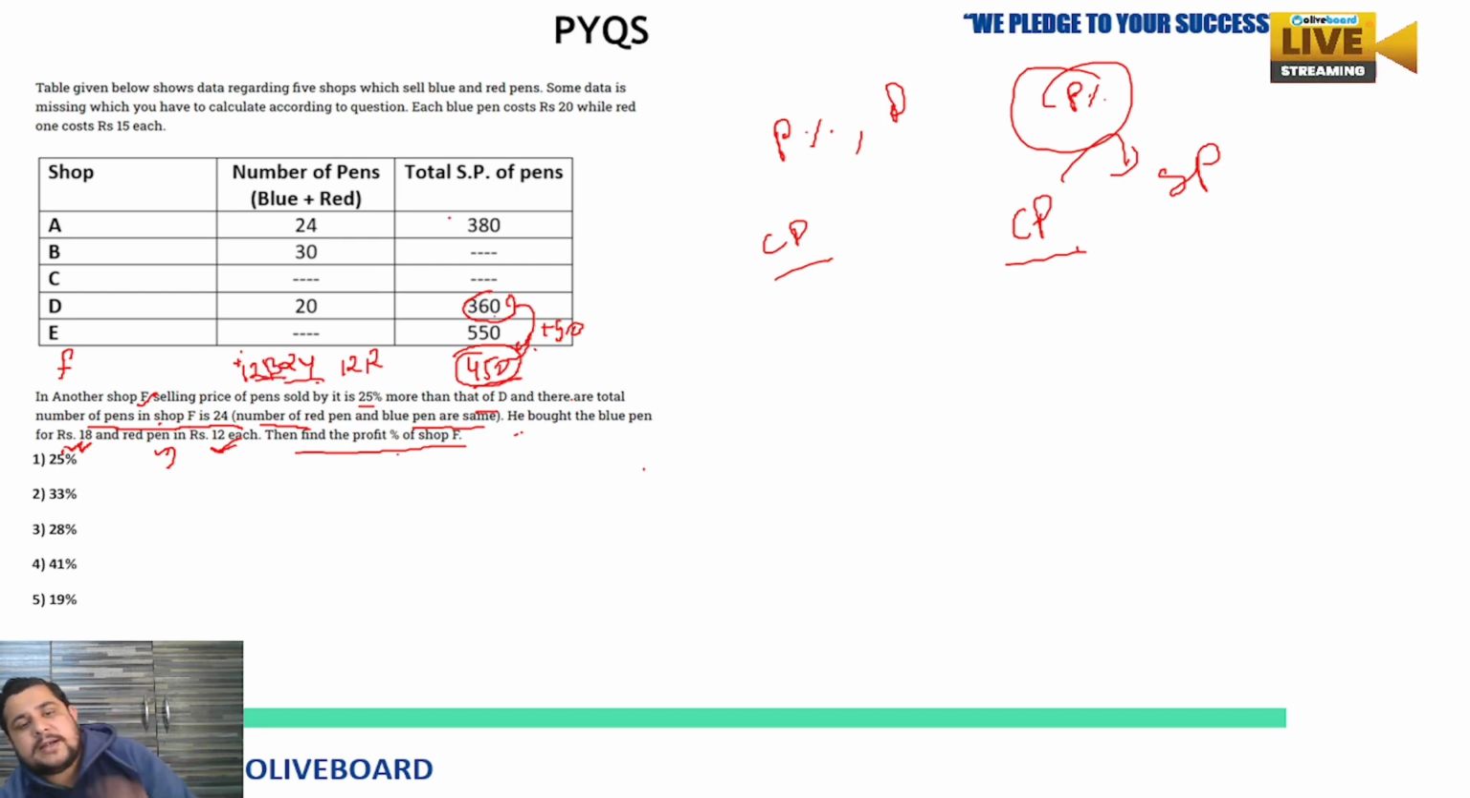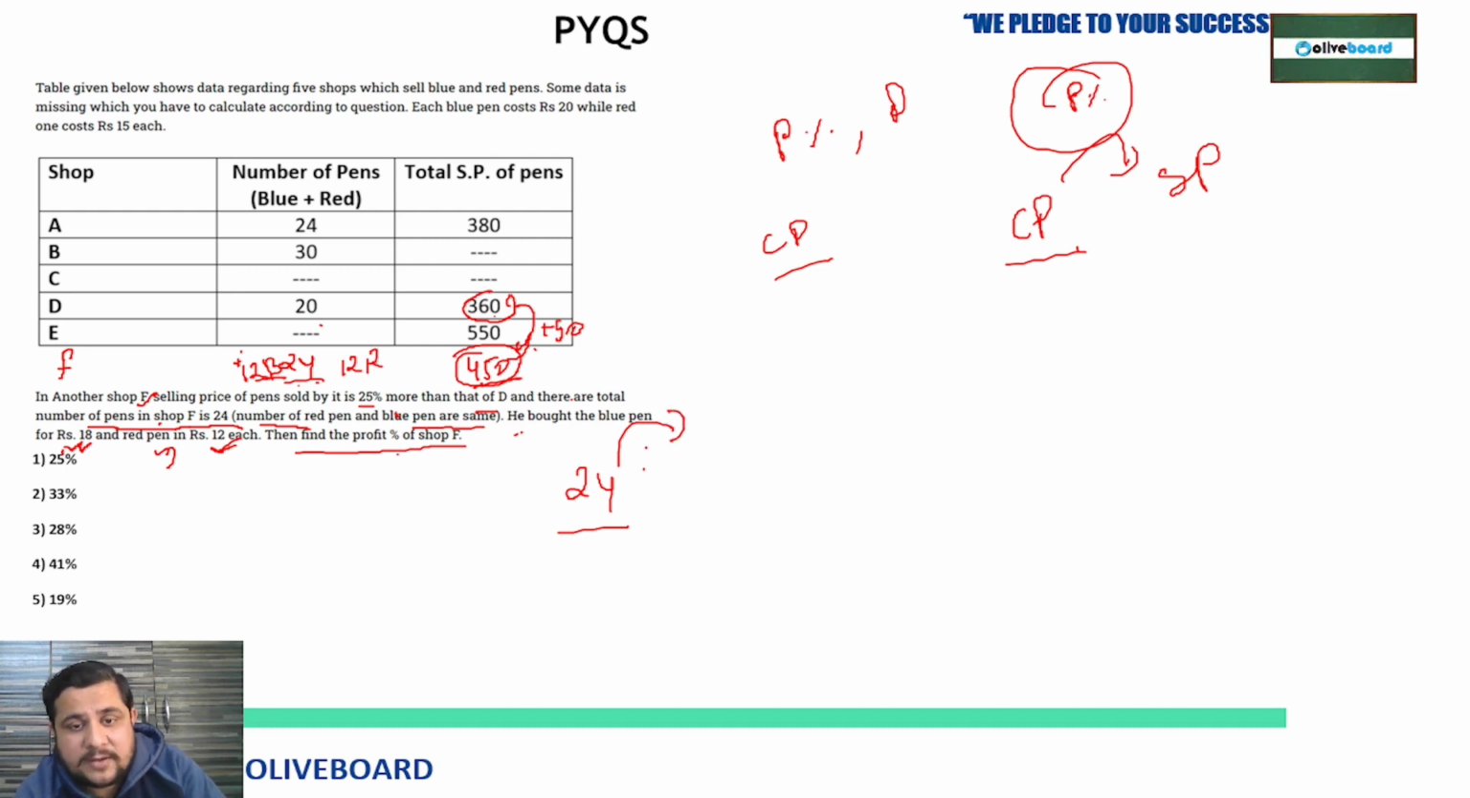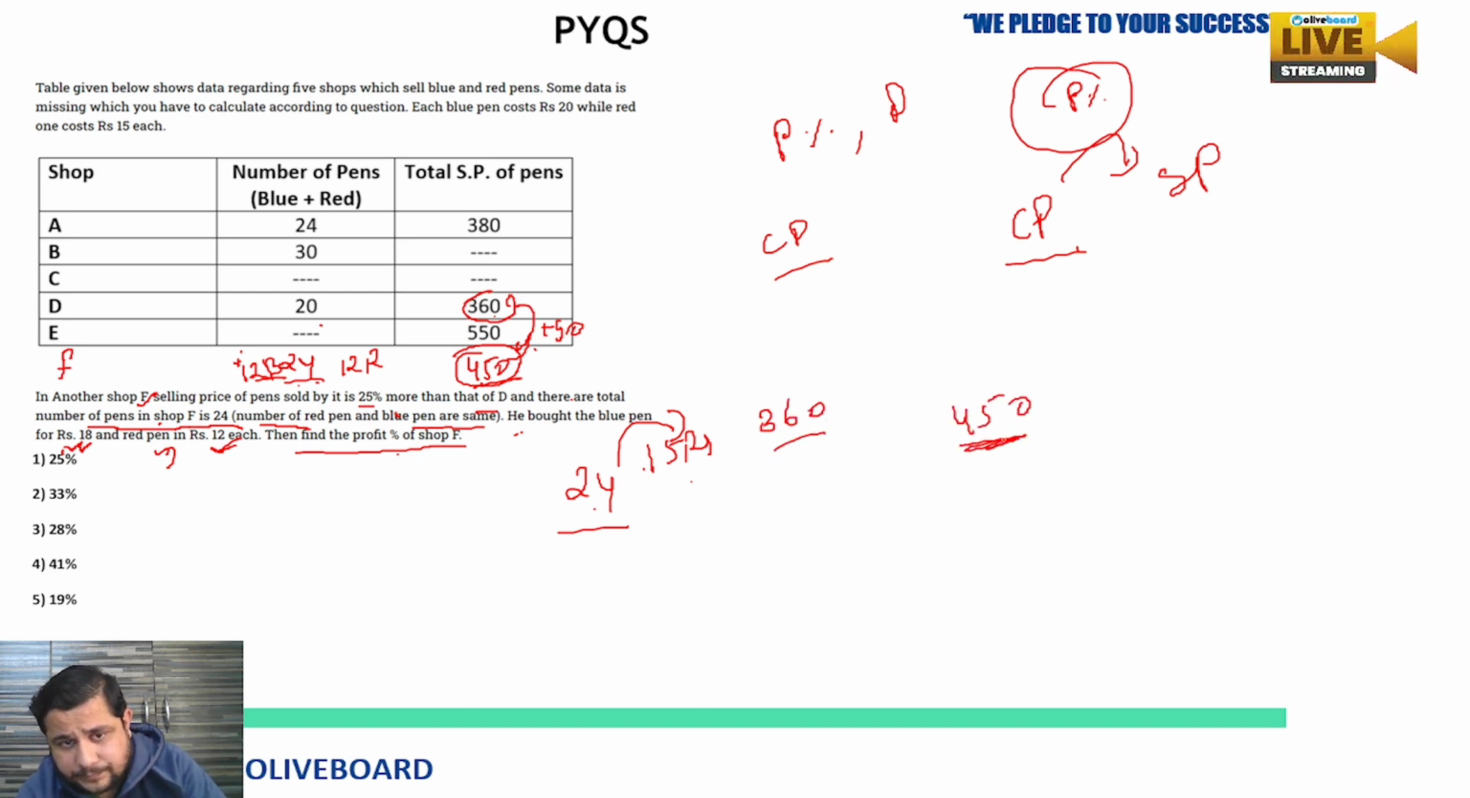Because as per the question condition, if we apply it, we can calculate that also. The selling price we know, 24. So with the help of that 24, we consider the minimum price of each pen, that is 15 rupees. 24 into 15 is 360. Then 450 is the total here. So 90 is the difference, which is due to the 5.